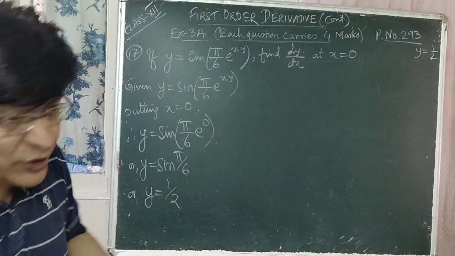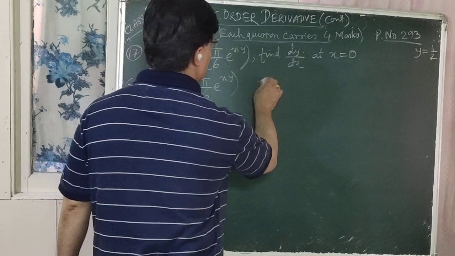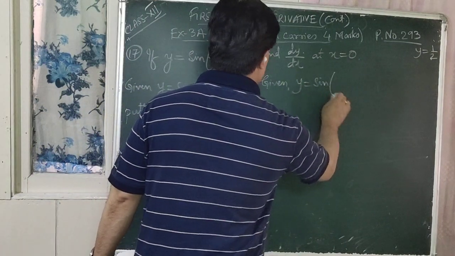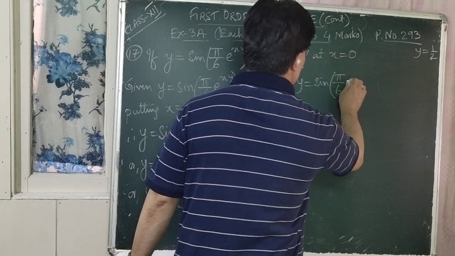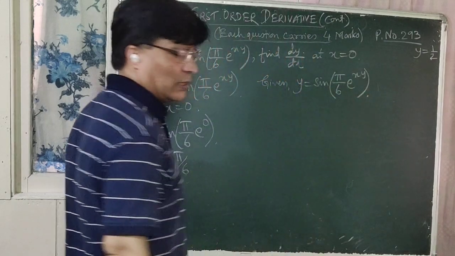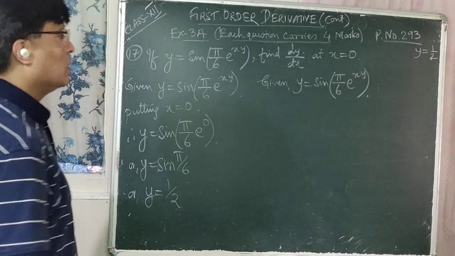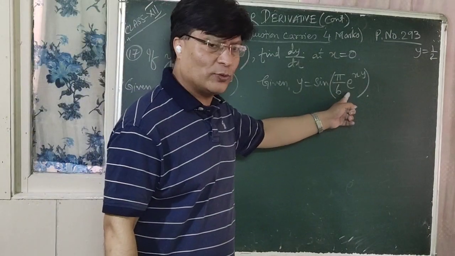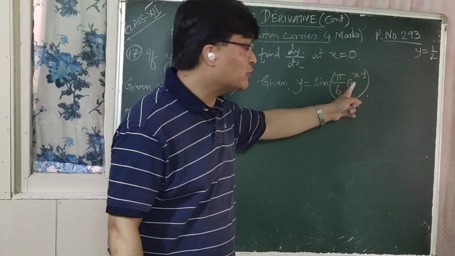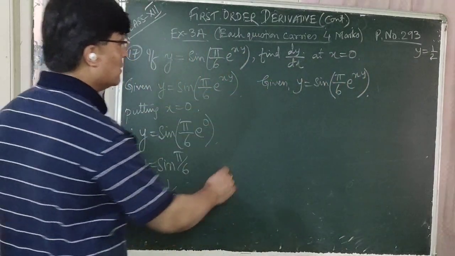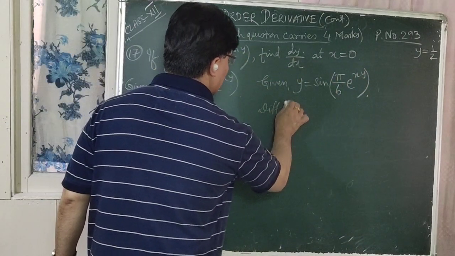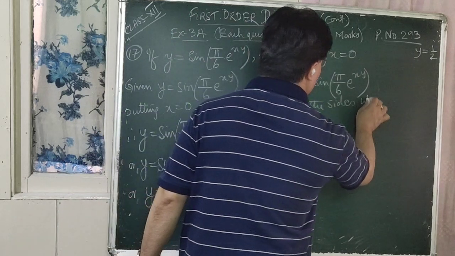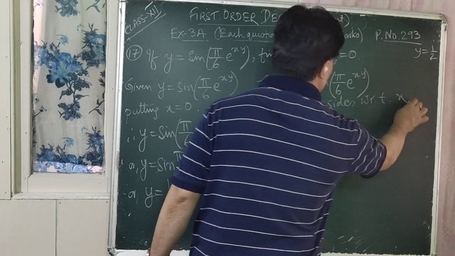Now let us differentiate the given function. So here given is y is equal to sine of pi by 6 e to the power xy. Now how can you differentiate it? You have to differentiate it directly. Find out dy by dx. You should take it as sine x. Which function is taken as x? Pi by 6 e to the power xy. Okay, so I am differentiating both the sides with respect to x.